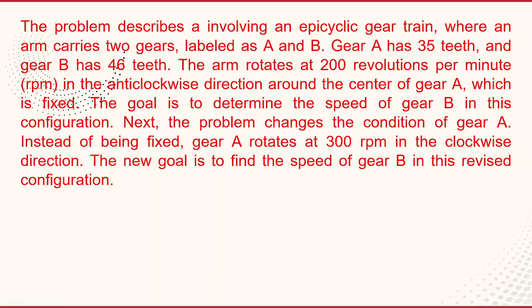Next, the problem changes the condition of gear A. Instead of being fixed, gear A rotates at 300 rpm in the clockwise direction. The new goal is to find the speed of gear B in this revised configuration. Here in this problem, two conditions are given. In the first condition, gear A is fixed, and in the second condition, gear A rotates at 300 rpm.